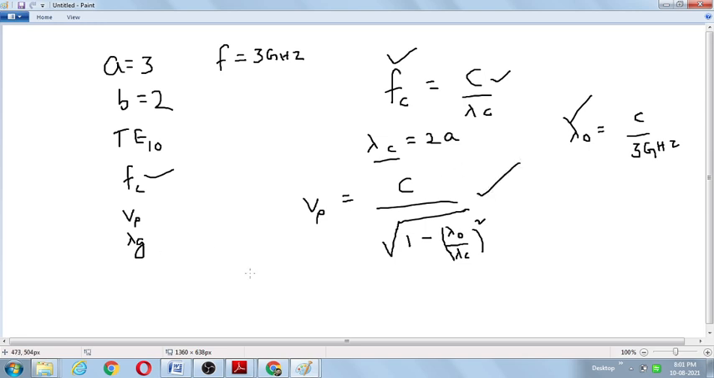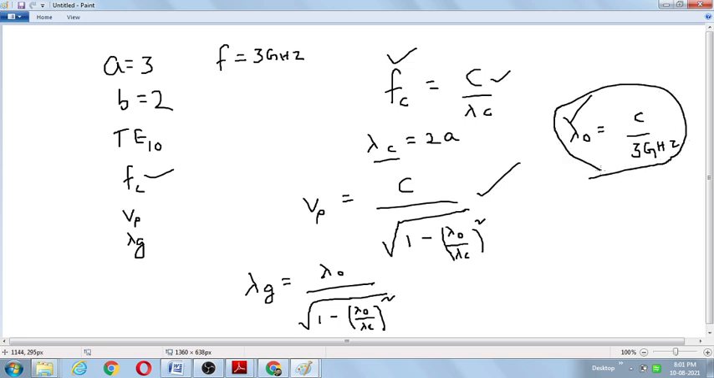After that, lambda z. How to calculate lambda z? Lambda z is nothing but guided wavelength, that is equal to lambda naught divided by square root of 1 minus lambda naught by lambda c whole square. Already lambda naught is calculated based on the c by f formula. So lambda c is also calculated based on its formula. What is the formula for lambda c?